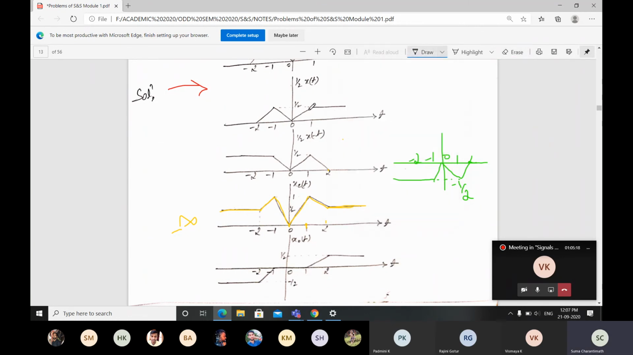Next, what we have to do? Already I have done a minus operation of this signal. That is what I will be getting: minus 1 by 2 x of minus t signal. This is the signal you got. Okay, next, what I will do? I will be adding the 1 by 2 x of t signal and minus 1 by 2 x of minus t signal. I am just adding these two signals because the minus I already did. Okay, don't get confused. I already did the negative of the 1 by 2 x of minus t. If I add these two signals, what will I be getting?